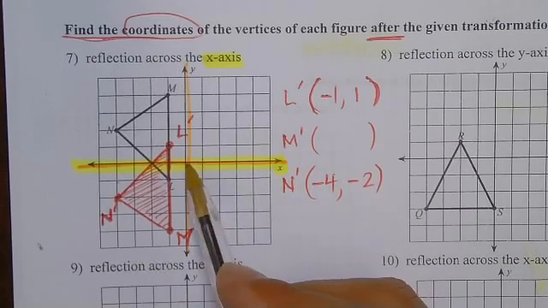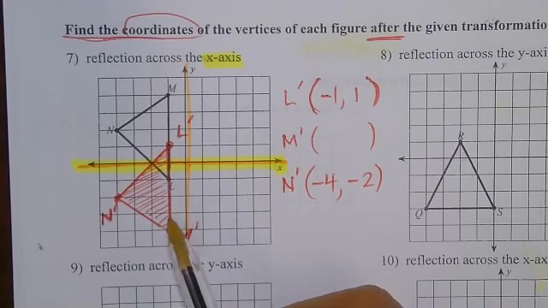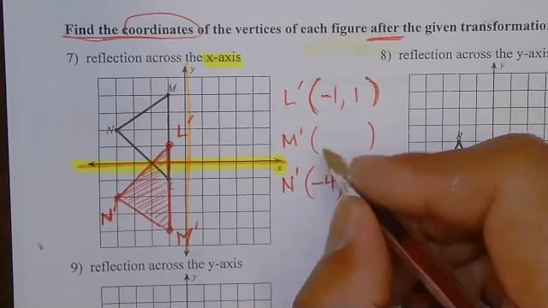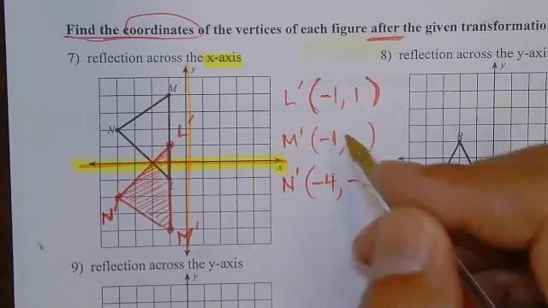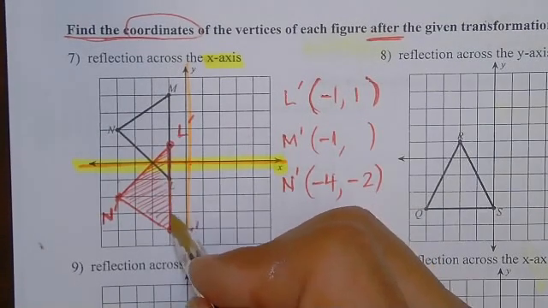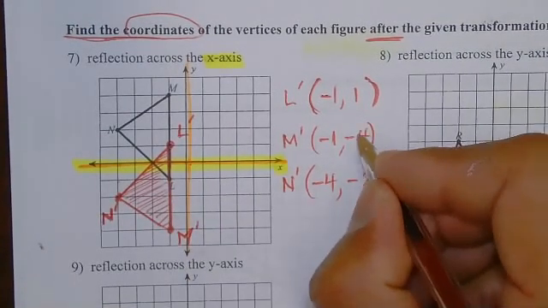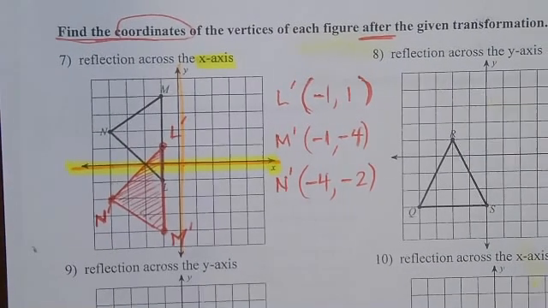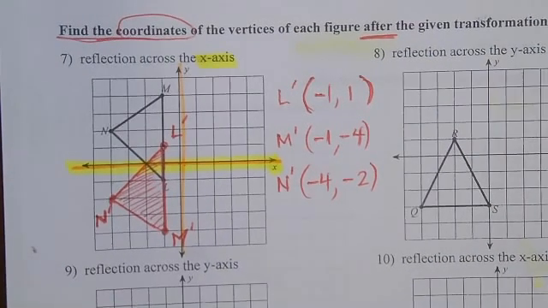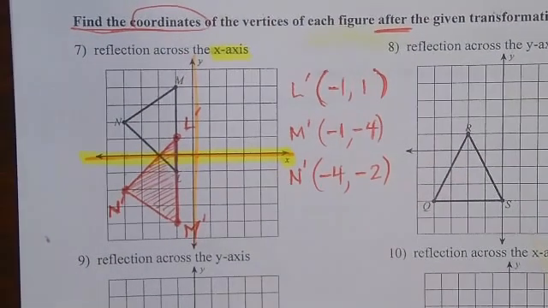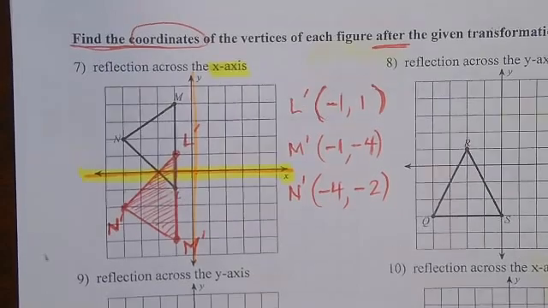And M would be negative 1, negative 4. Negative 1, 1, 2, 3. Is that right? Or did I mess up? Yeah?